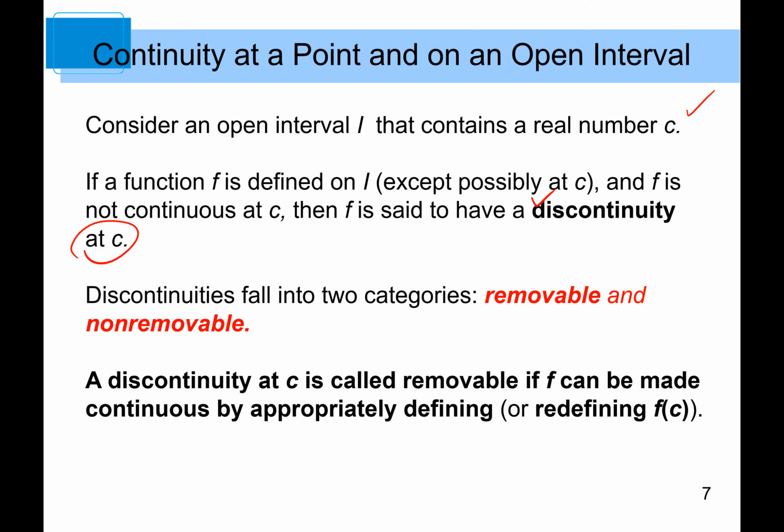Discontinuities fall into two categories. First one is called removable. Second one is called non-removable. So discontinuity turns into two categories: removable and non-removable. A discontinuity at c is called removable if f could be made continuous by appropriately redefining f of c. Okay.